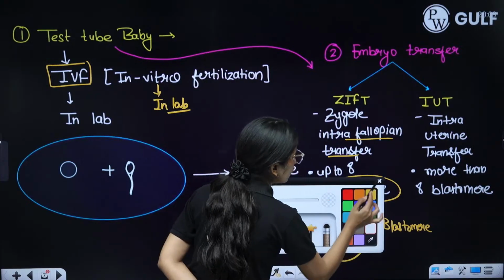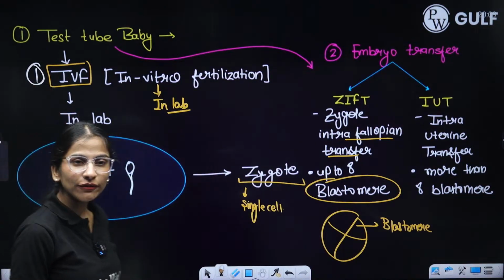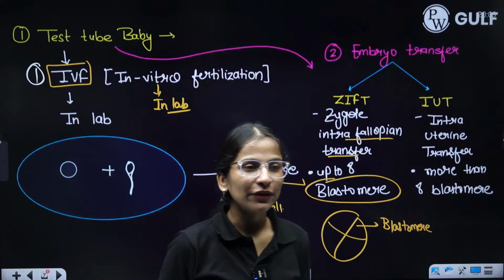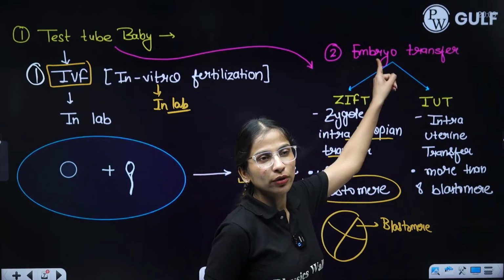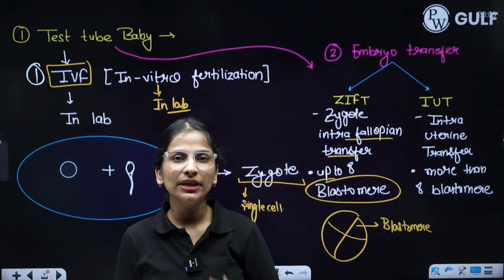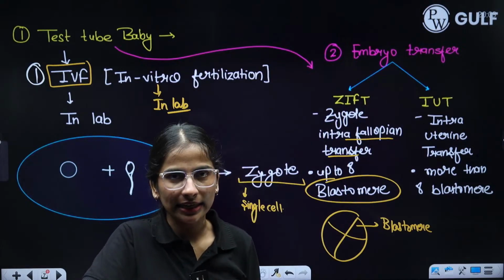So if we talk about the test tube baby, it is going to have two processes. One is IVF, in vitro fertilization, and the second is embryo transfer. Embryo transfer can be done by two methods, ZIFT or IUT. Okay, that was the first technique.